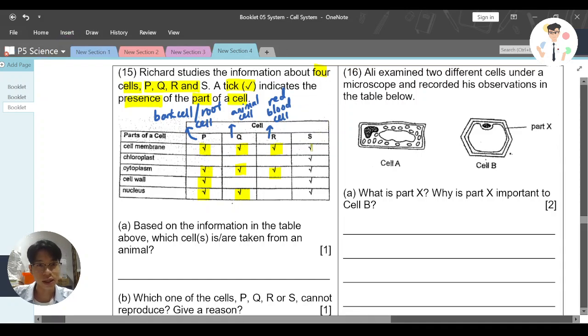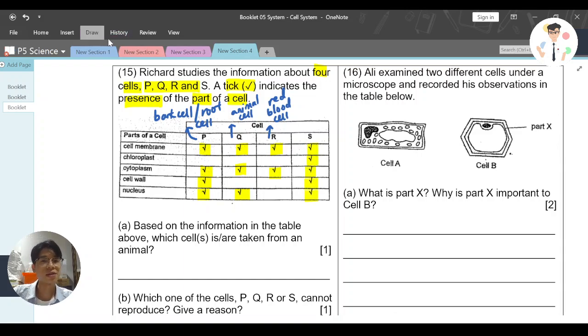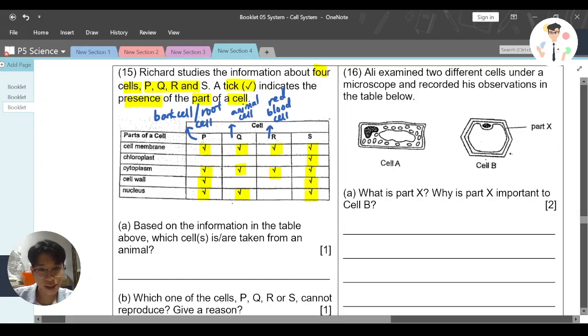So let's look at S. S, interestingly, you have cell membrane, it has chloroplast, you have cytoplasm, you have cell wall, you have nucleus. That is definitely a plant cell, but to be specific, because it has a chloroplast, it could be a leaf cell, a cell that's taken from the leaf, because leaf has chloroplast. Or of course, this one could be a single cell organism also, okay? But let's try not looking at that side first.